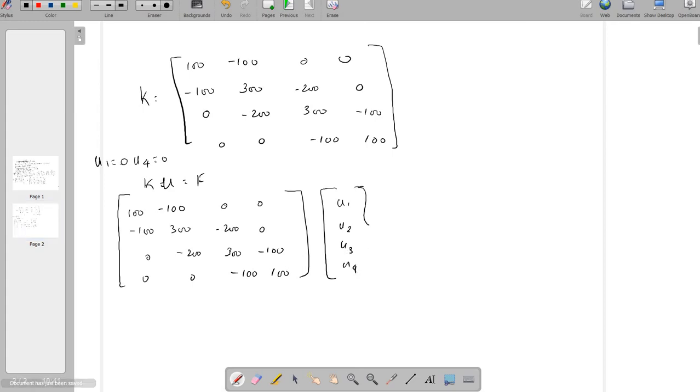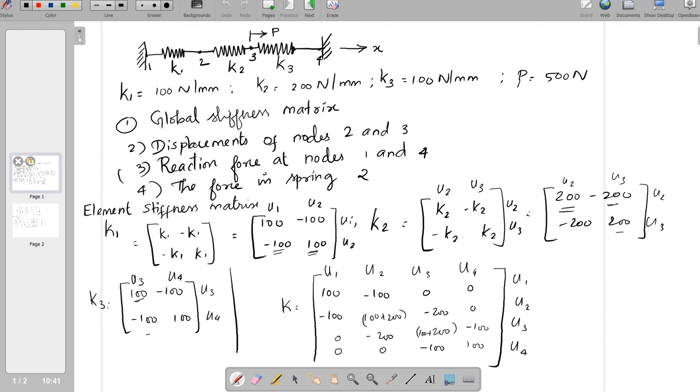So the displacement should always be represented in vector format. The stiffness matrix should be in scalar format. Then the force vector also changes depending upon the problem. So we can write F1 is the force in the first node. If you see the problem, in node 2 there is no force.